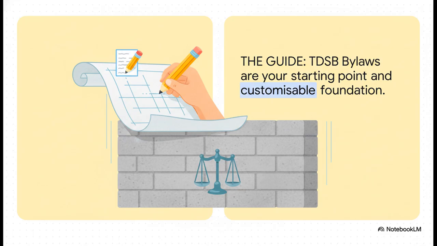Then you have the TDSB's bylaw template. This is your customizable starting point, like the architectural plans you can adapt for your specific school community. And here's the most important rule of all. Your customized plans can never, ever contradict that legal foundation.